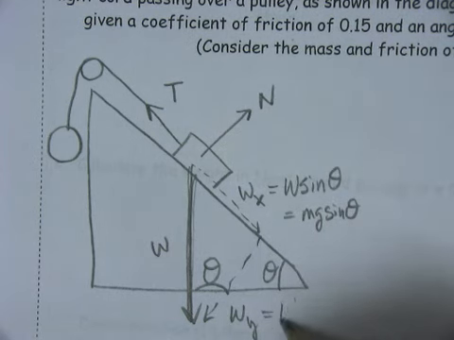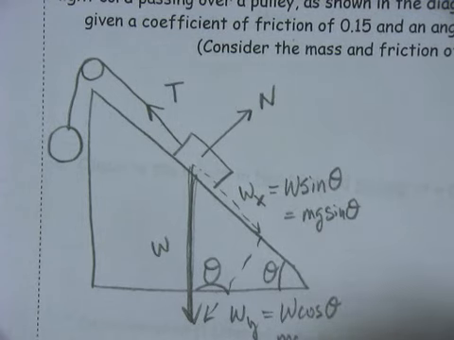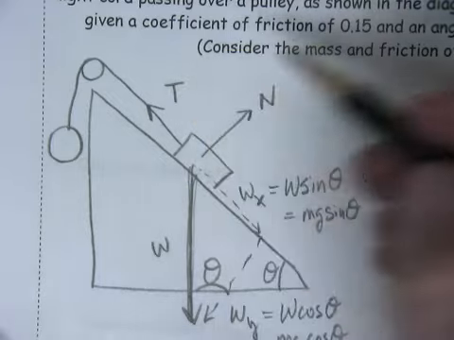We can do the same thing down here. It's cosine in this case, and then mg cosine theta. Let's do one more with the tension.